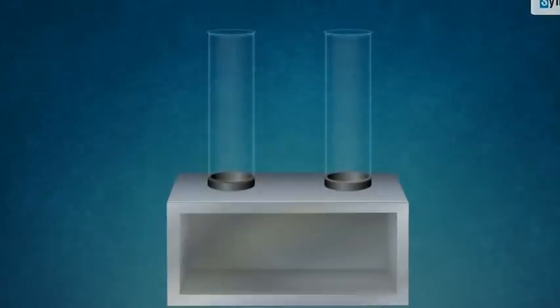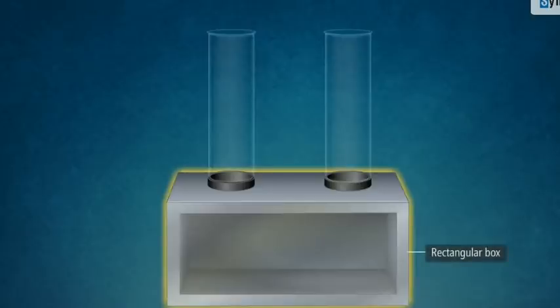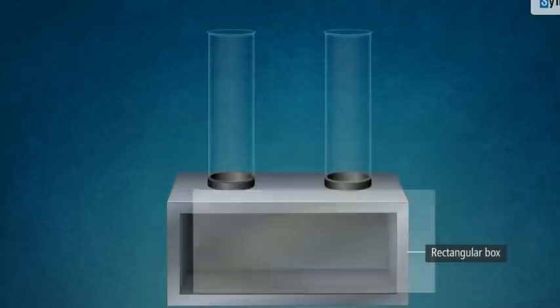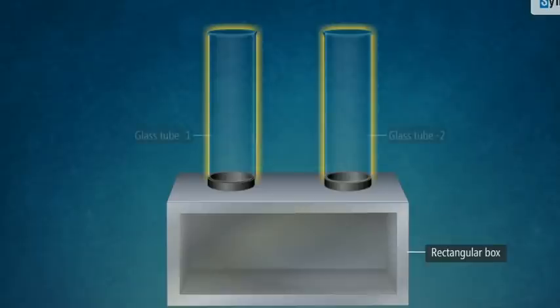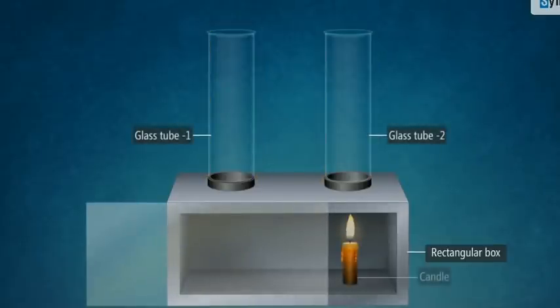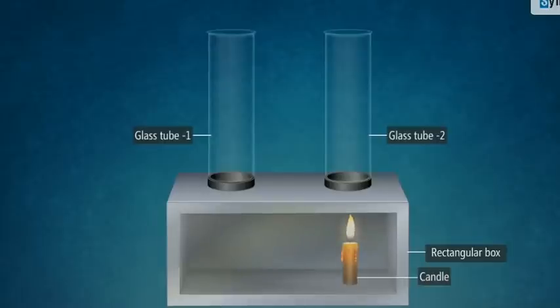Now let us perform the following experiment to show convection currents in air. Take a closed rectangular box with a removable glass front and two wide glass tubes projecting from the top. Place a burning candle below one tube. Now hold a smoldering piece of paper inside the second tube, allowing smoke to enter the box. Smoke shows the direction of air flow.